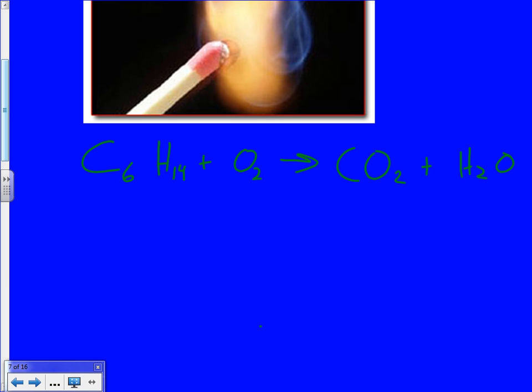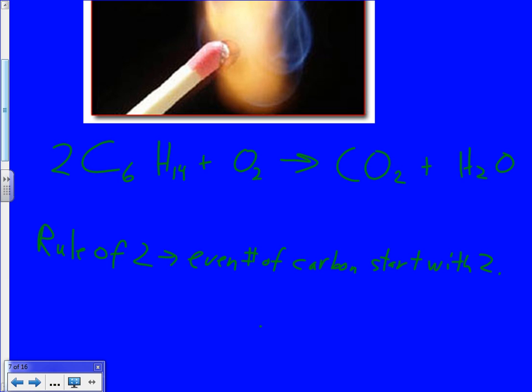We call this rule, and this is a special rule, it only applies to combustion reactions, the rule of 2, because it's the second rule. If you have an even number of carbons, start with a 2. That's why it's called the rule of 2. Works every time. If you have an even number of carbons, you start with a 2.